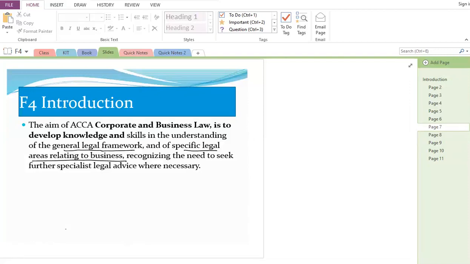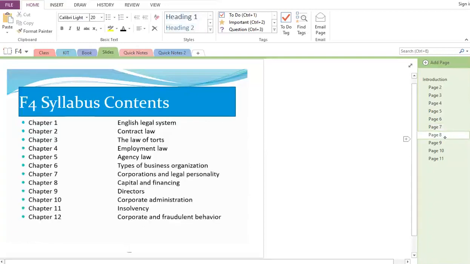This is F4. So if we move further, what are the contents of this syllabus? We can see chapter 1, English legal system. So in English legal system, we are going to study different court types. So chapter 1 is basically an introduction chapter. This is a conceptual chapter.